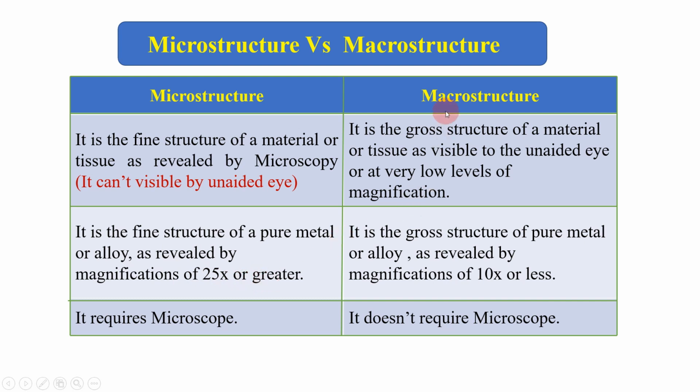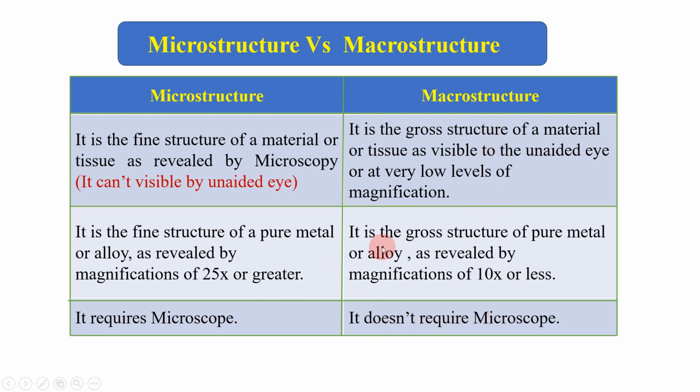Okay, and macrostructure means what? It is the gross structure of pure metal or alloy as revealed by the magnifications of 10x or less. It requires only 10x magnification, which we can see just by our simple eyes or unaided eye. To see microstructure we require a microscope, and to see macrostructure it doesn't require a microscope.